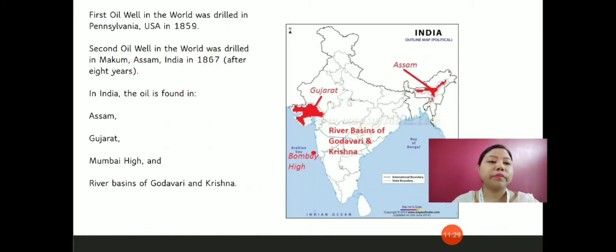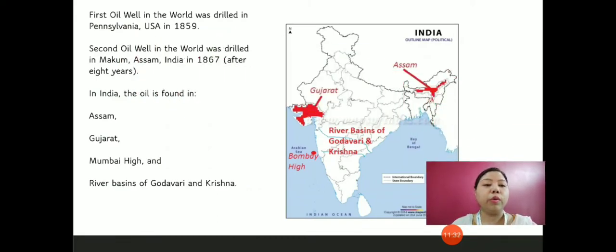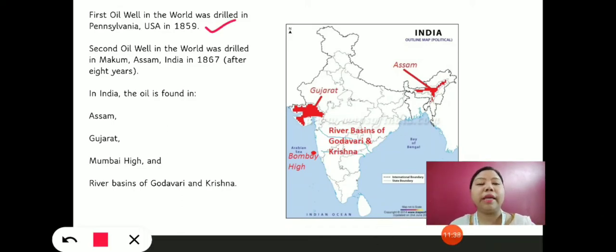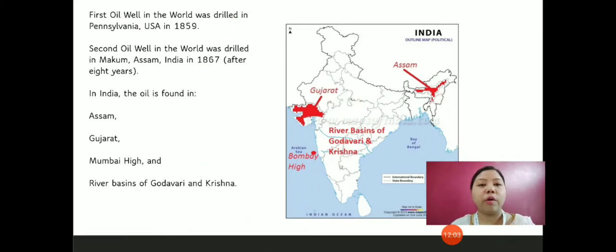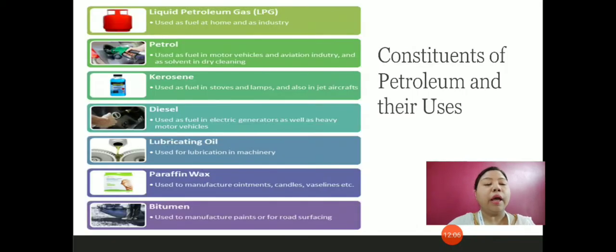Now, the first oil in the world was drilled in Pennsylvania in USA in 1859. The second oil well in the world was drilled in Makum, Assam, India in 1867. In India, the oil is found in Assam, Gujarat, Mumbai High and river basin of Godavari and Krishna. So you can see here Assam, Gujarat, Bombay High and the river basin of Godavari and Krishna, oil wells are found. What are the constituents of petroleum and what are its uses?